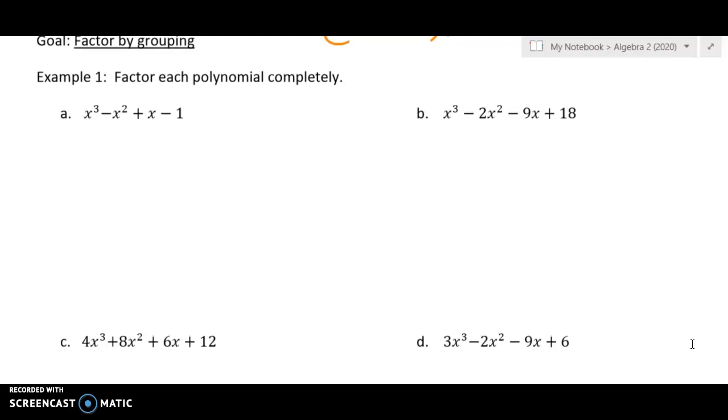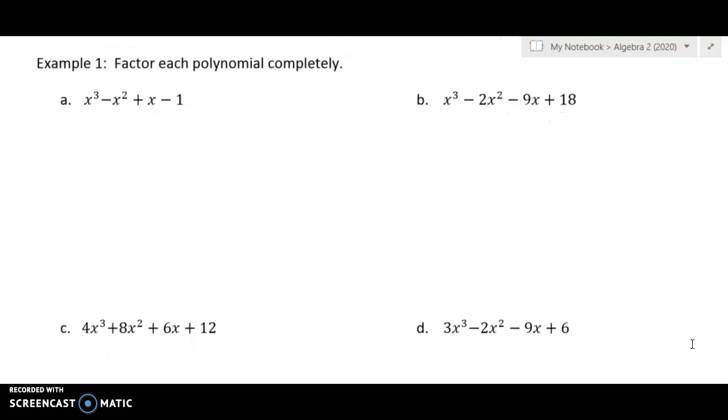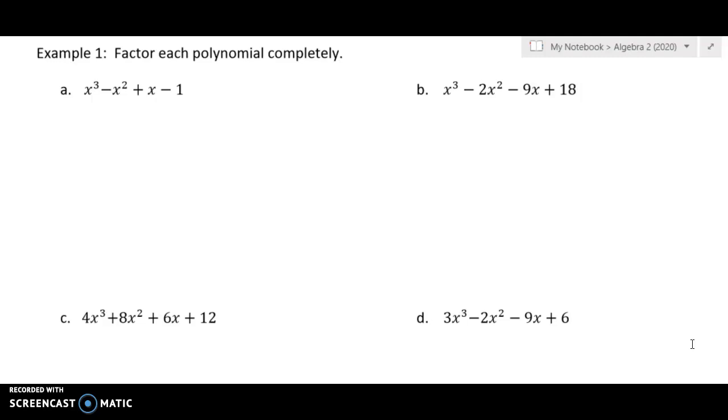Okay, so here's the new stuff for today. Goals: factor by grouping. This is kind of one of my favorite ways. It just kind of works out to be super cool. Factor each polynomial completely. So if you have factor by grouping, you're going to have 4 different pieces. So you have 4 terms, 1 in the beginning, 2 in the middle, and 1 at the end. So if you have 4 terms, you need to factor by grouping. So I'm going to go ahead and group this into my yellow and my blue. So see how I grouped the first 2 together?